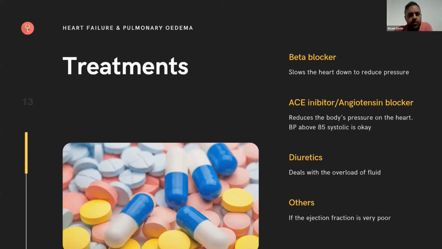And nowadays, we use a different medication called Entresto. That has an angiotensin receptor blocker, but in addition to that, it's got something that mops up the BNP that we talked about on the last slide.